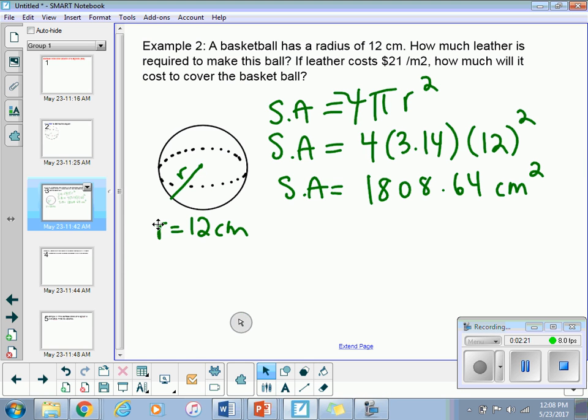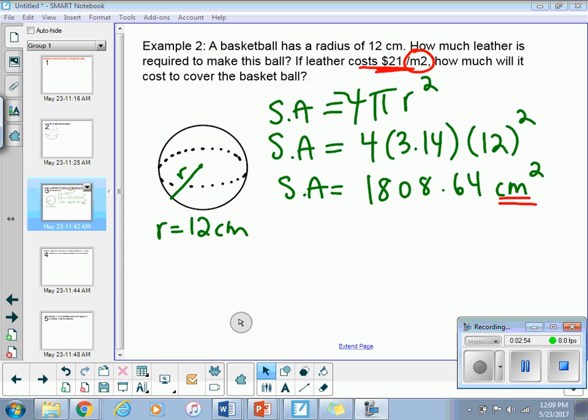But the question is actually asking you for a cost. So it says, if leather costs $21 per square meter, how much is it going to cost to cover up this basketball? Well, the cost is given to you in meters squared, but your answer for surface area is in centimeters squared. So we have to change one of the units to the other. So we have to change the centimeters squared to meters squared.